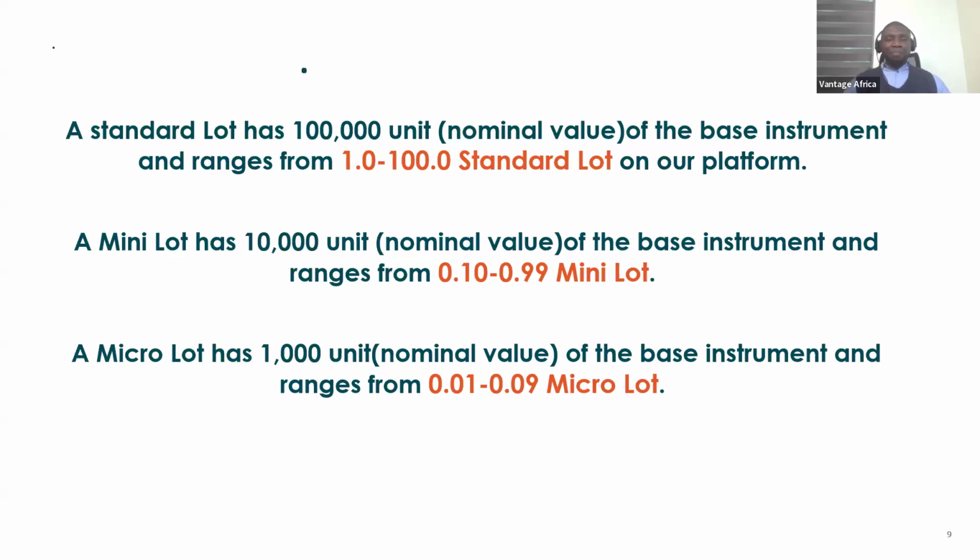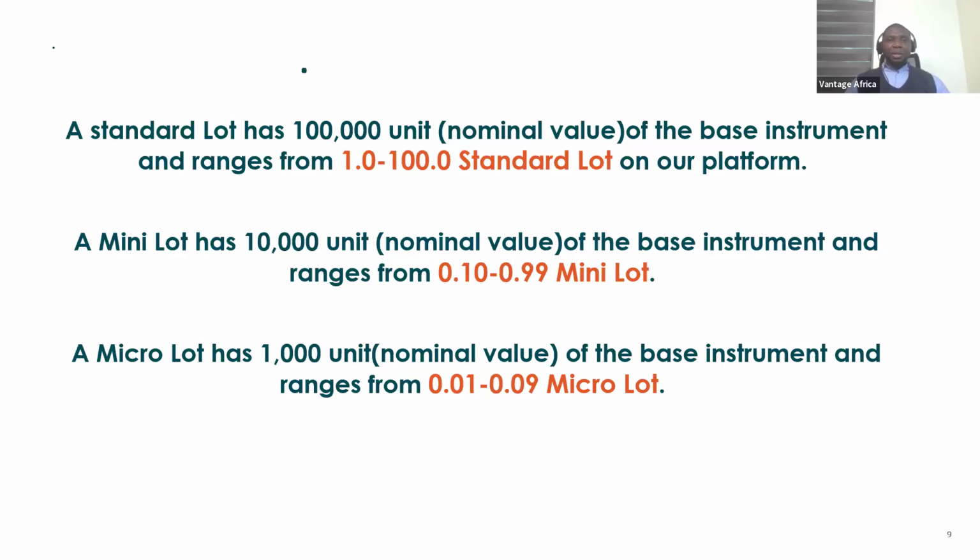The standard lot ranges from 1.0 all the way to 100 lots. That is the standard lot, right? So if you're about to take a trade and you select 1.0, you are selecting the standard lot. If you enter 100.0, you're entering the standard lot as well. Okay, so that's for the standard lot.